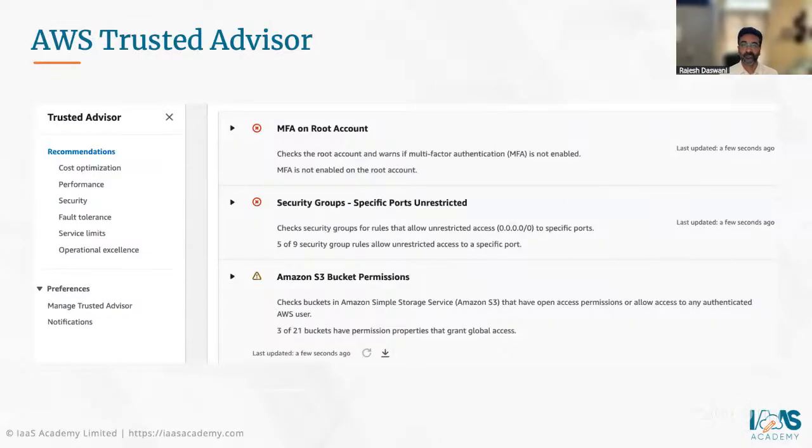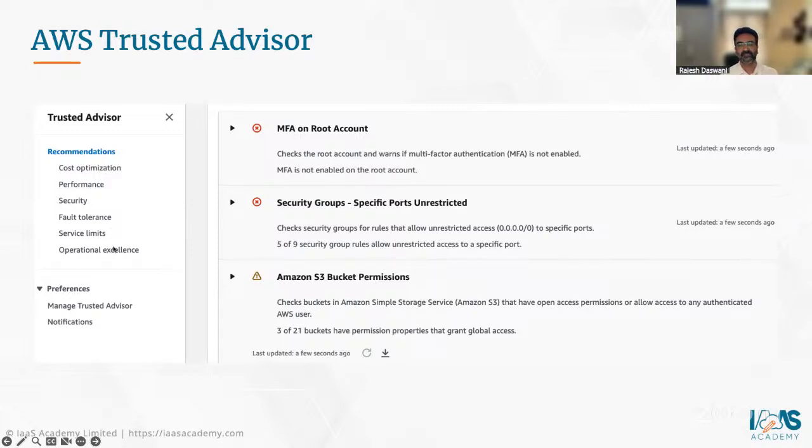Trusted Advisor. When you're using AWS and building your solutions, one of the tools you will find very useful is the AWS Trusted Advisor service. It monitors and looks at all of the resources you've provisioned, and how you've configured them, across a set of categories: cost optimization, performance, security, fault tolerance, service limits, and operational excellence.